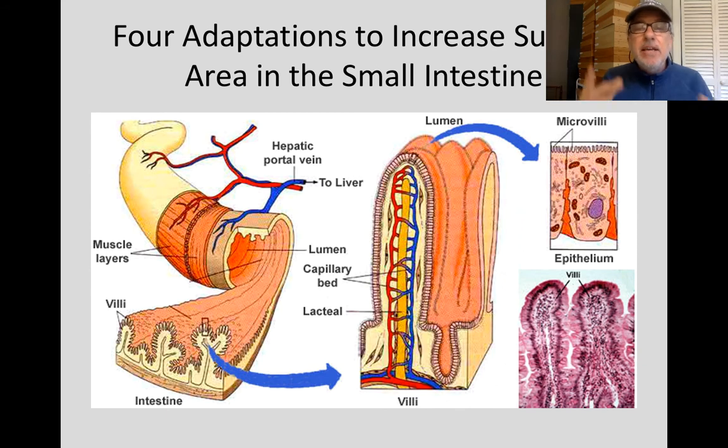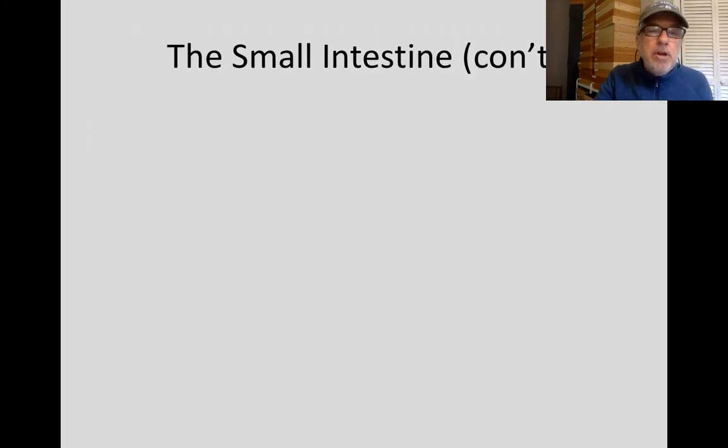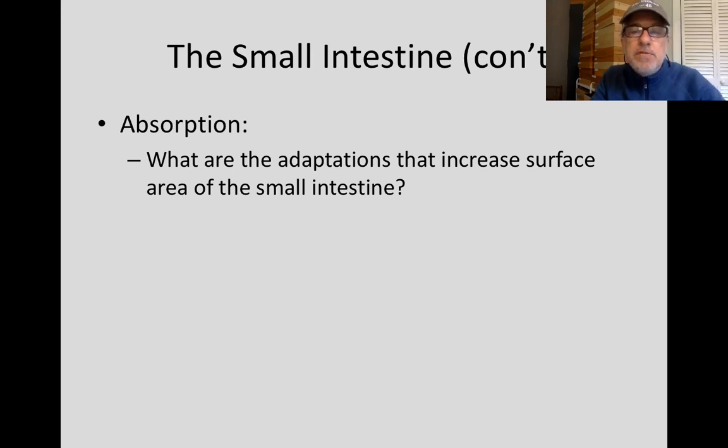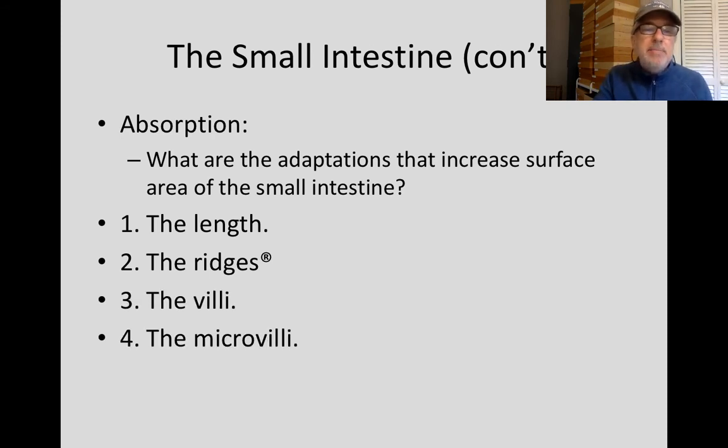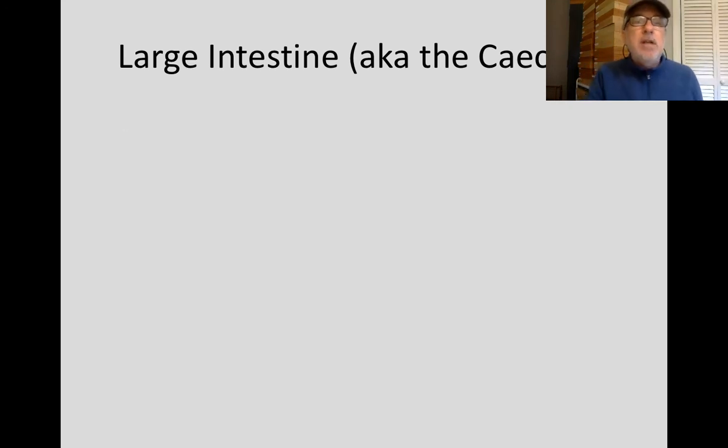And then finally, those little fingers have hairs, which are also known as microvilli, and you can see them on the outside here. You can see them on the outside of this too. And they increase the surface area of the small intestine by a huge amount. So to repeat, the adaptations for absorption of the small intestine are the increase in length, the ridges, the villi, and the microvilli. Finally, we get to the large intestine.